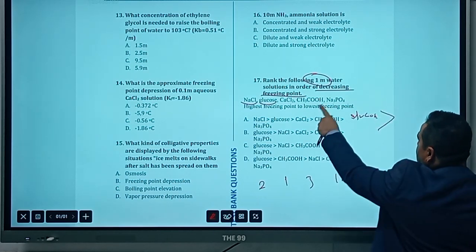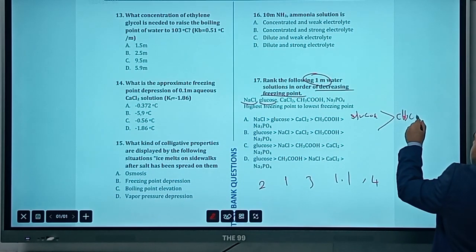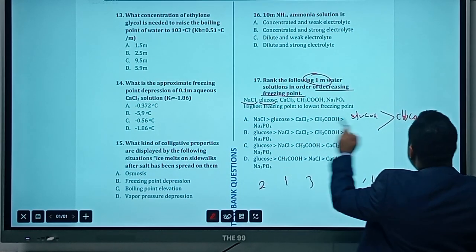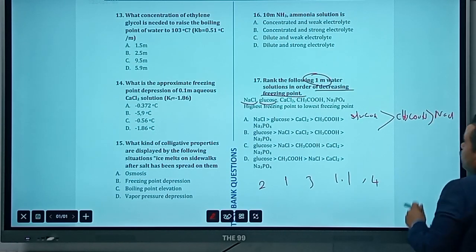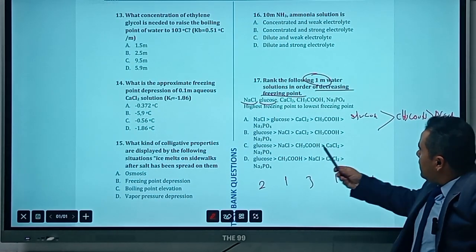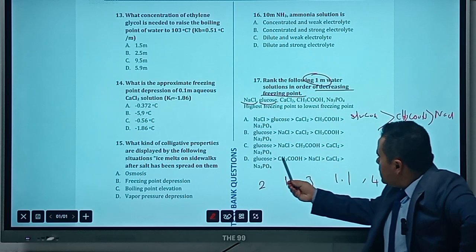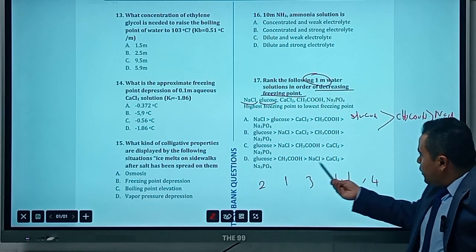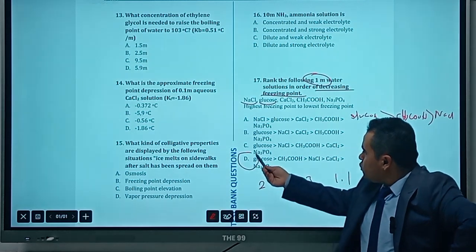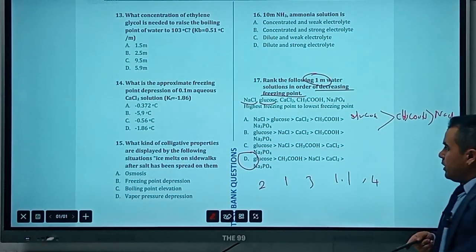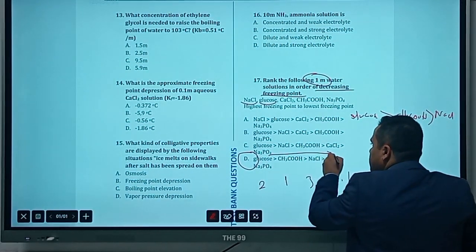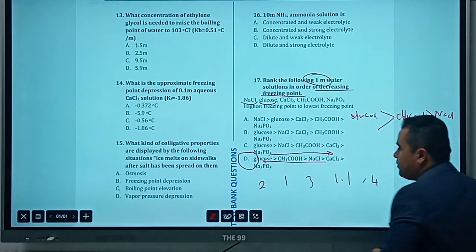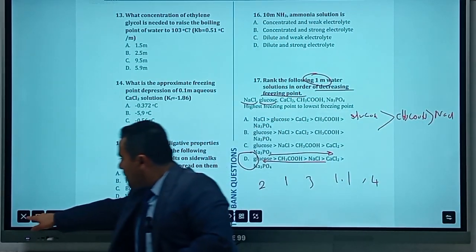Then 1.1, it's CH3COOH. And then 2 is NaCl. Which one has this sequence? So let us see: glucose, CH3COOH, NaCl, and then CaCl2, and then Na3PO4. So D is the correct answer. In this direction, the freezing point lowered, but in the opposite direction, the freezing point increases.